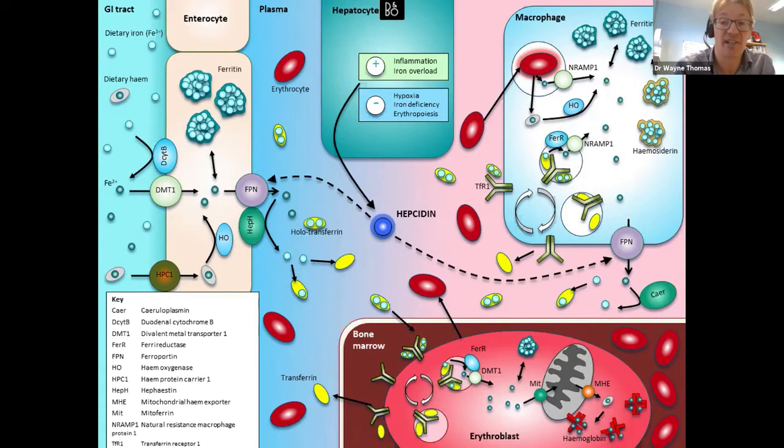Now, hepcidin is there for our benefit. It is there and upregulated in infection and inflammation because it's trying to tell your body, don't let those bugs that are invading your body get hold of the iron as well. So it blocks the ingress of iron, but it also blocks the utilization of iron, the mobilization of iron from the macrophages into developing red cells. So the implication is if there's infection or inflammation, it's trying to develop the same sort of picture that you would have if you don't have enough iron.